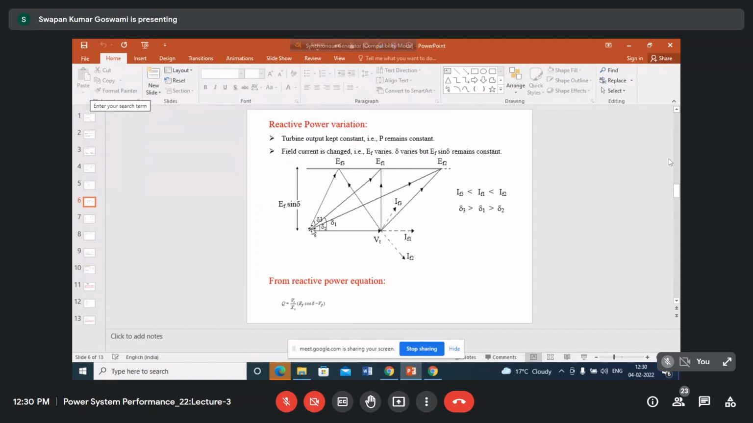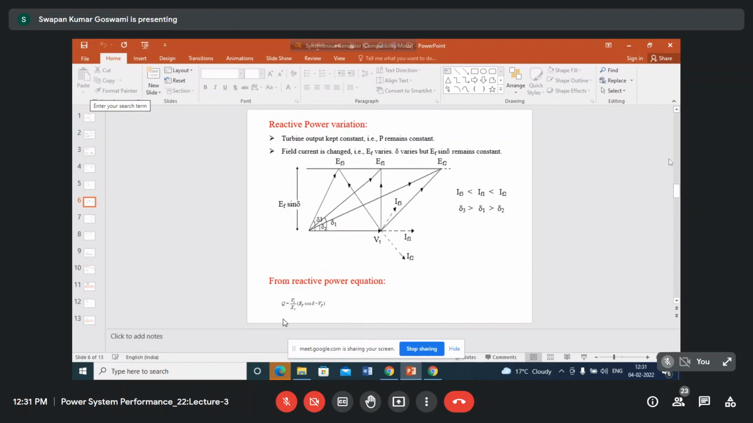Okay, and what is the result of this change of delta? This change of delta ultimately makes EF cosine delta value vary. So if EF cosine delta varies, if it is greater than Vt, in that case Q will become positive. If by varying the field current again we make EF cosine delta less than Vt, then it will be negative. And also it is possible to make EF cosine delta equal to Vt. In that case Q will become 0. That means reactive power may be varied by varying the value of field current.